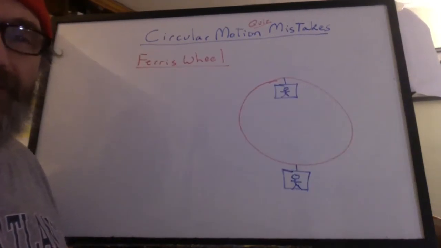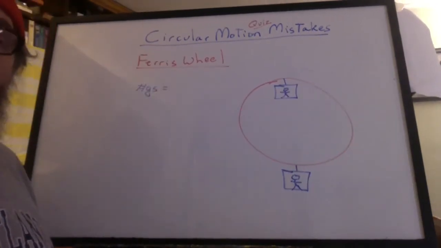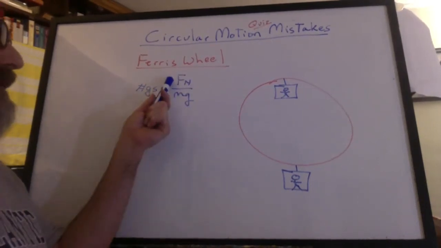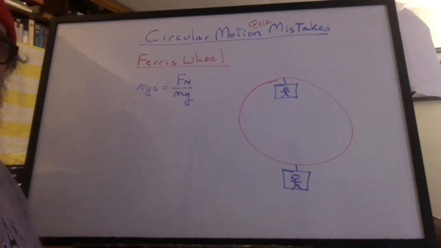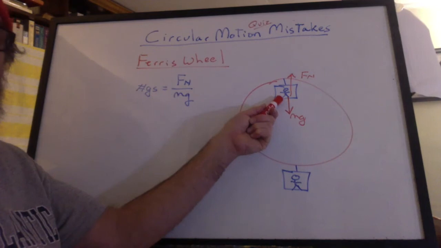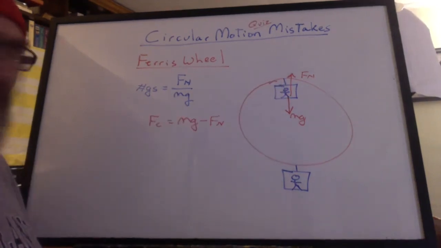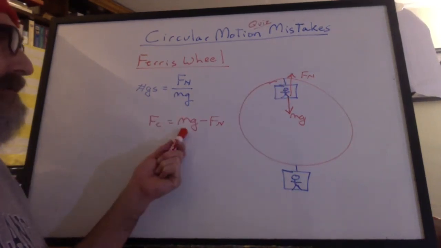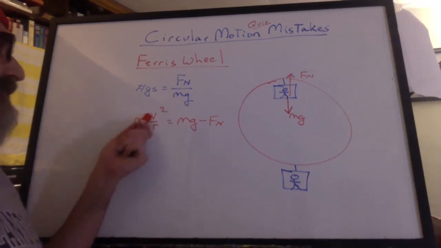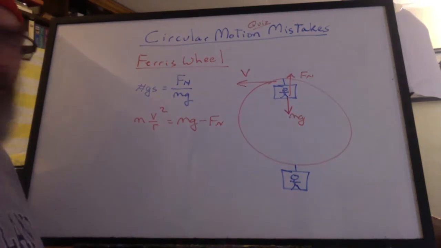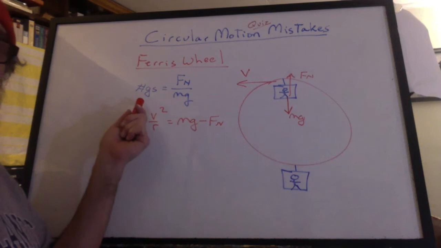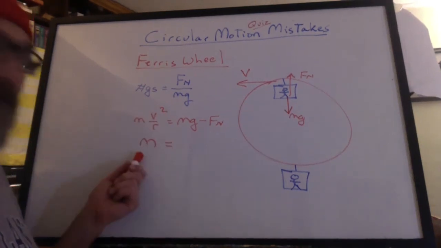Now, another problem kids got wrong was the Ferris wheel when it asked for the number of G's at the top and the bottom. That's just the apparent weight over the actual weight. Up at the top, we got the weight going down and the normal force of the floor holding the guy up. The Fc is caused by this weight, and the Fn is going the wrong way. Well, the Fc is the mv squared over r. The v wasn't the problem. People could get the velocity. The problem was getting the number of g's, because I didn't give you a mass.